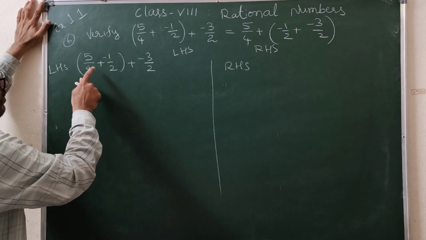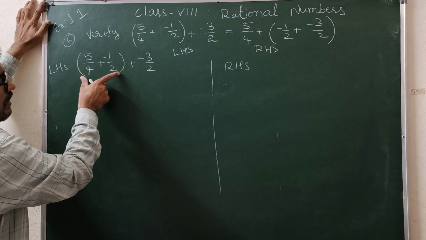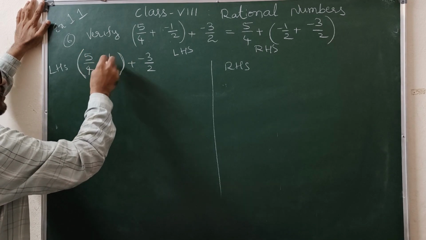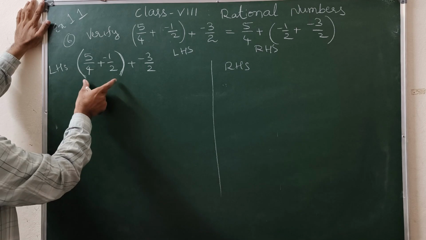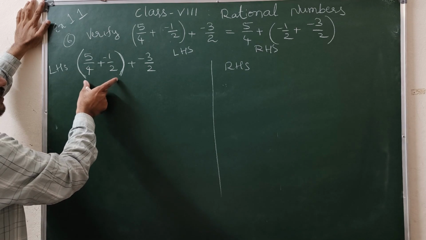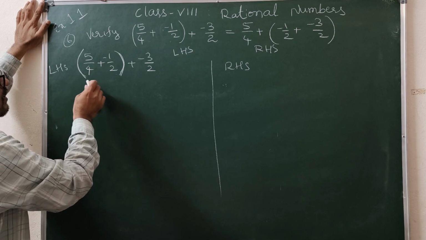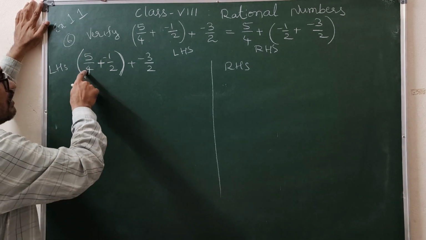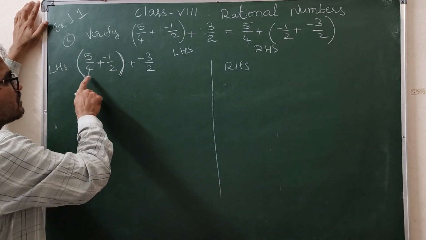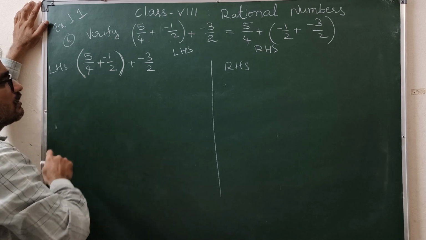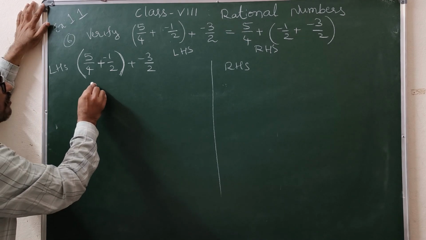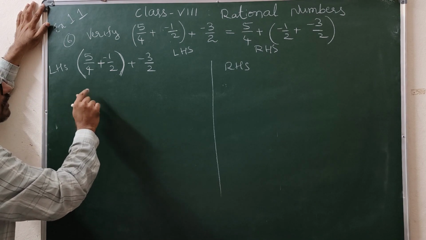First of all, we have to simplify in the brackets. These two, first of all, we have to simplify. That is why the bracket is there. That is the meaning of it, right? First of all, we have to simplify whatever is available in brackets. So there is addition inside the bracket, and there are two fractions. Fractions don't have the same denominator, right? As fractions don't have the same denominator, we have to equalize the denominators.